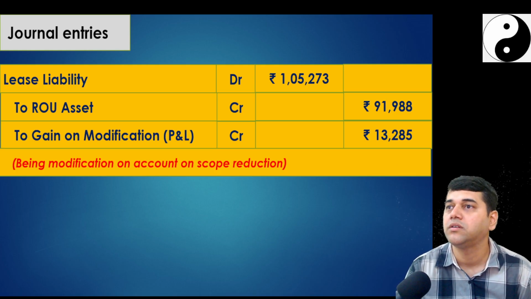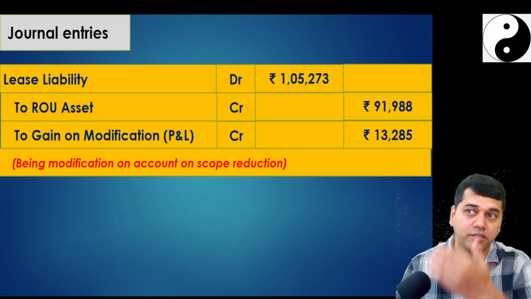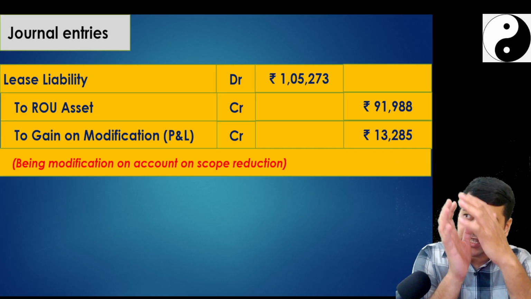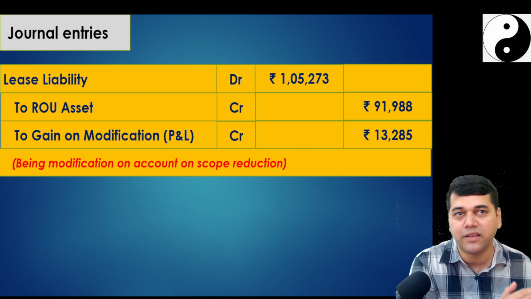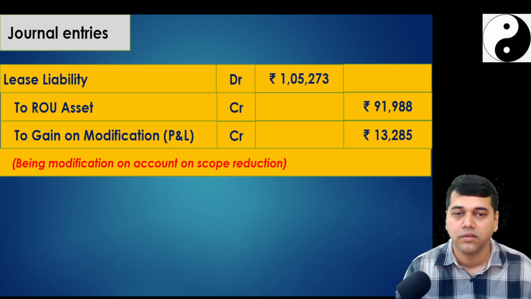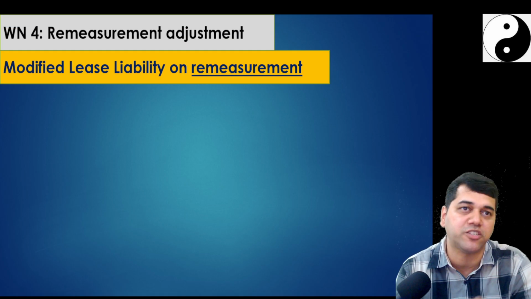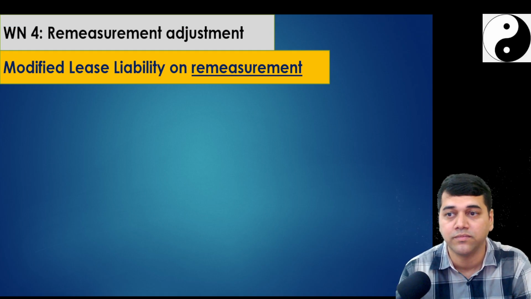Why? Because my ROU will be depreciated on a SLM basis. This is WDV type of thing, like initial big amount, later, as I proceed, it will reduce. Yes. So next thing is, I have to calculate the remeasurement adjustment for that consideration.